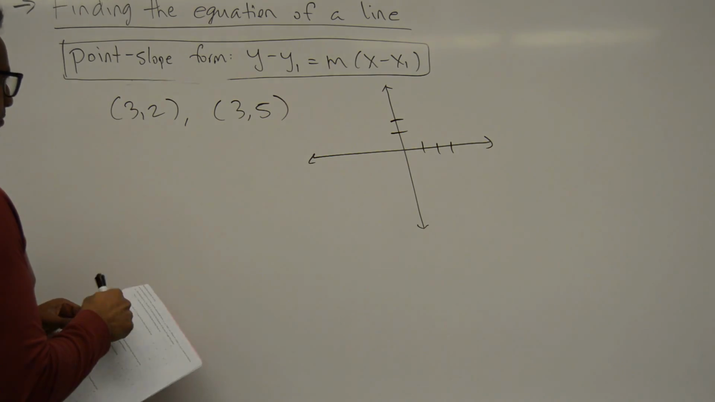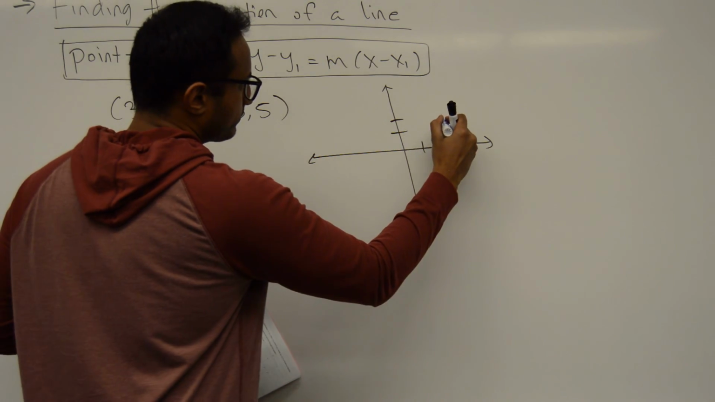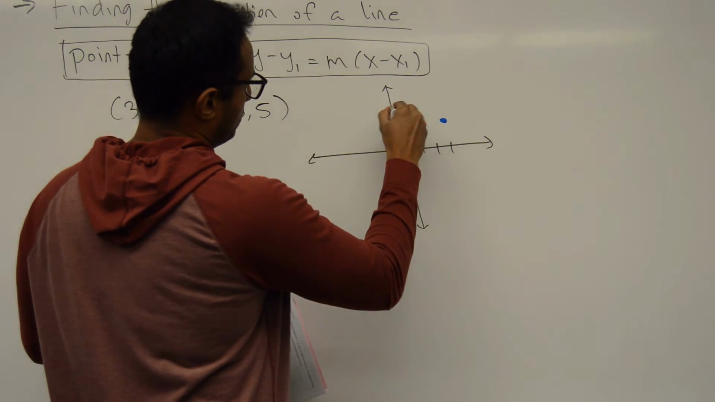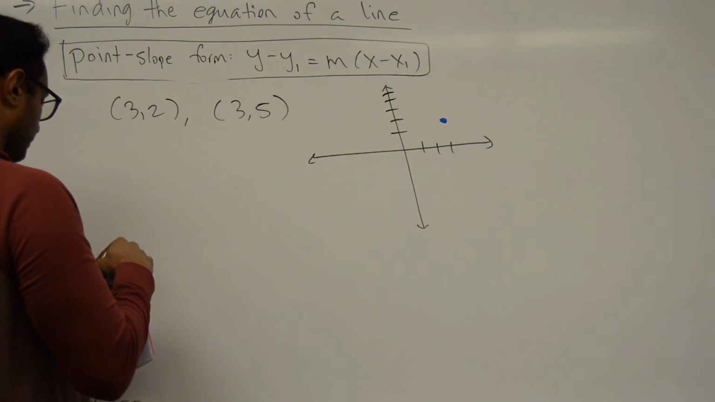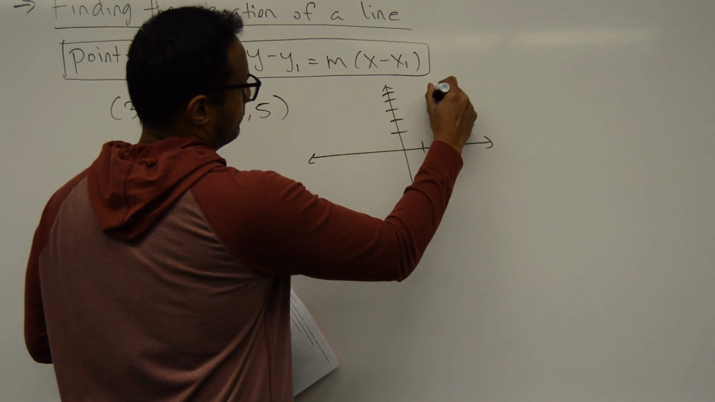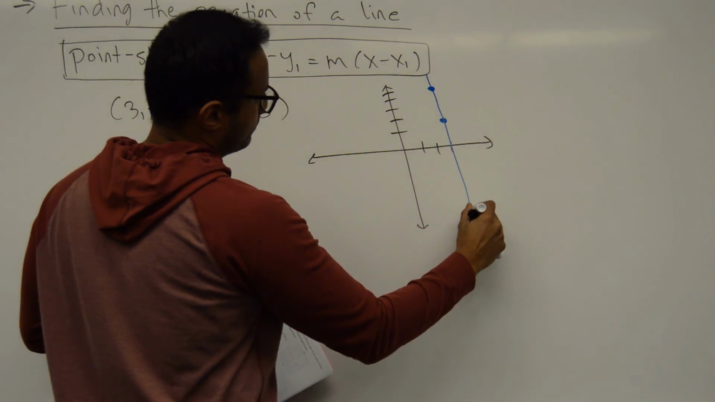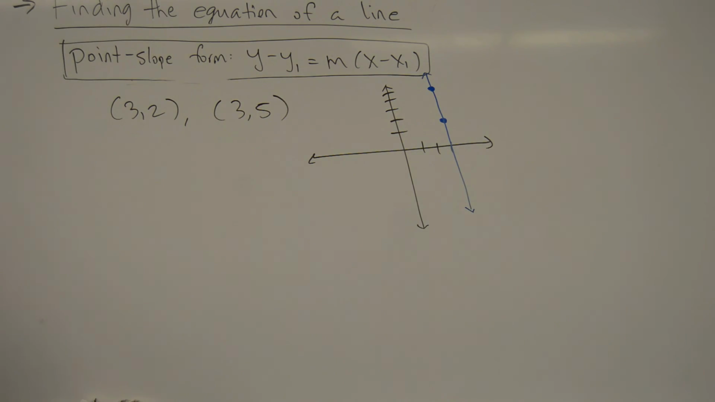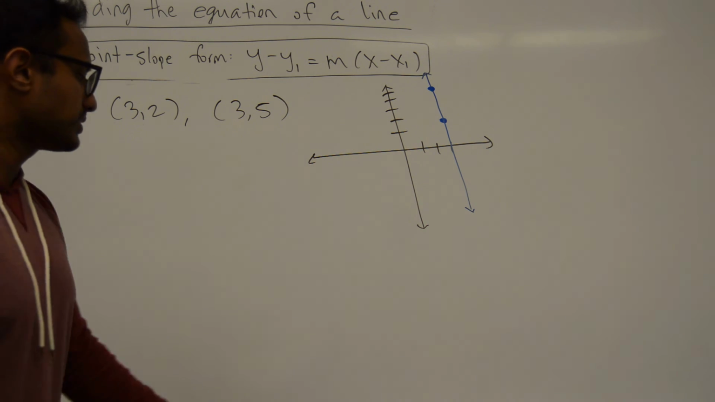Point (3, 2) is going to be here. And the point (3, 5) is going to be a little bit above that. My x value is still the same. So (3, 5) is going to be there. That's my line. Notice it's a vertical line. Okay, but regardless, let's go through the steps anyway.